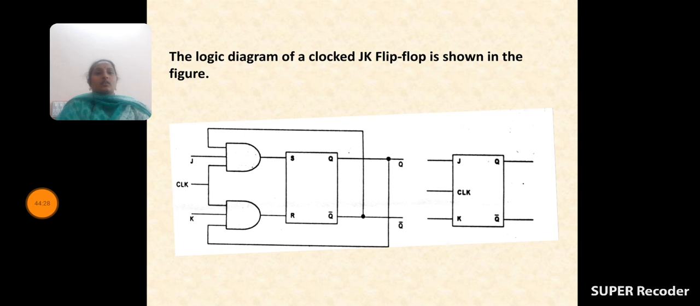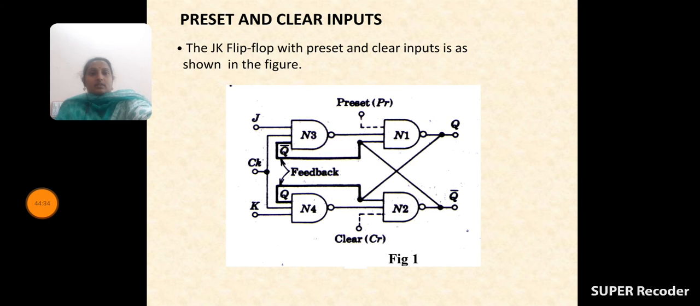These clear and preset inputs are called what? Direct inputs, and also asynchronous inputs. Why are these called direct? By the application of these inputs, the output is directly changed irrespective of the other inputs. Why are these called asynchronous? The output is changed irrespective of the clock pulse. Even if it is present or not present, they will change the state of the output. Is it clear?